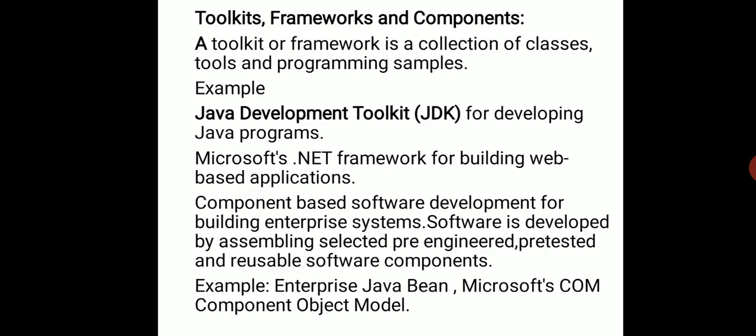Enterprise systems means commercial, for business purposes. Okay, and you can use these software components to build enterprise systems. Examples: Enterprise JavaBeans, Microsoft's COM, that means Component Object Model. So these are examples of component-based software development. Okay. Toolkits, frameworks, and components. Toolkit, for example, JDK, and framework is Microsoft .NET framework, and component, that is Microsoft's Component Object Model or Enterprise JavaBeans. Okay.